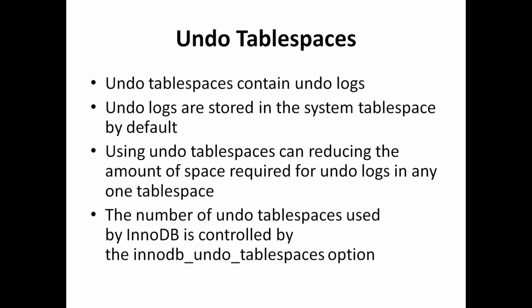Next comes the undo tablespaces. Undo tablespaces contain the undo logs, which are collections of records containing information about how to undo the latest change by a transaction to a clustered index record. This is similar to Oracle undo tablespaces. Undo logs are stored in the system tablespace by default but can be stored in one or more undo tablespaces. Using undo tablespaces can reduce the amount of space required for undo logs in any one tablespace. The I/O patterns for undo logs also make undo tablespaces good candidates for SSD storage.